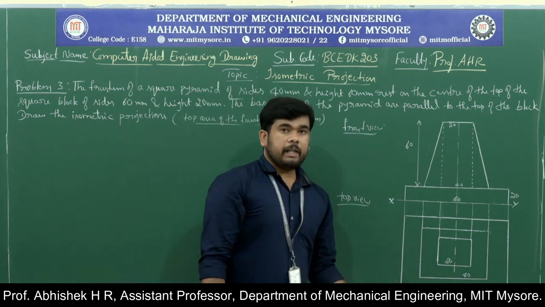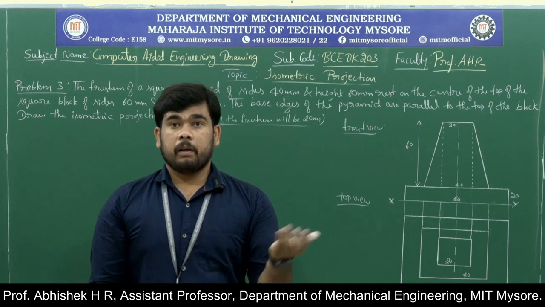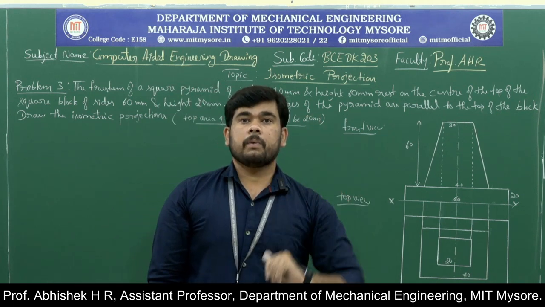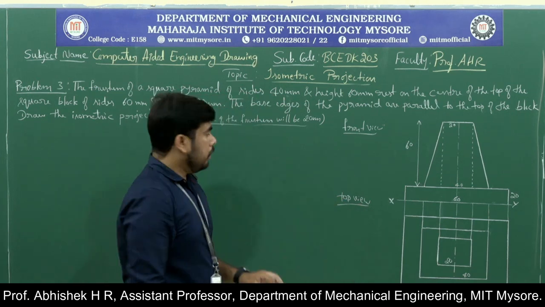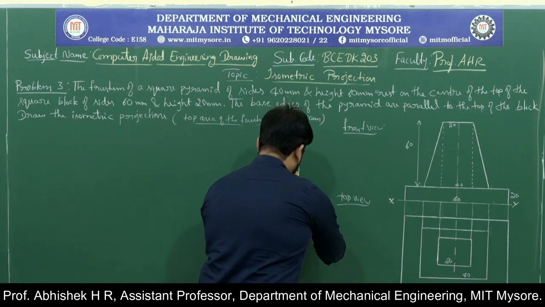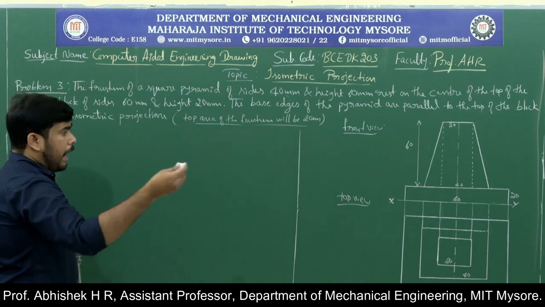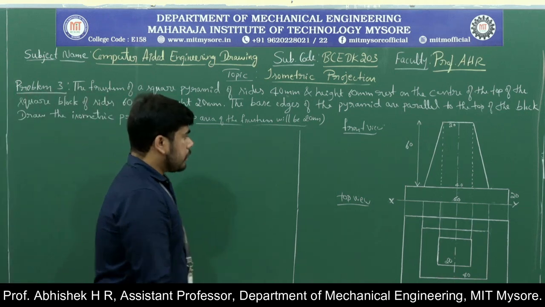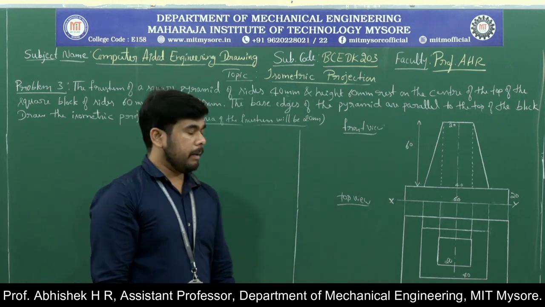And the 40 and 20 are the base sides of the frustum of the square pyramid. Bottom side 40 and top side 20 mm. So this is how we'll draw the front view and top view. Now we'll draw the isometric projection for this problem. According to this problem, we need to start with the square block of side 60 mm and height 20 mm.